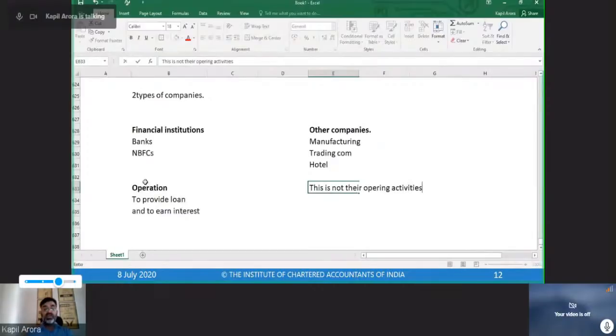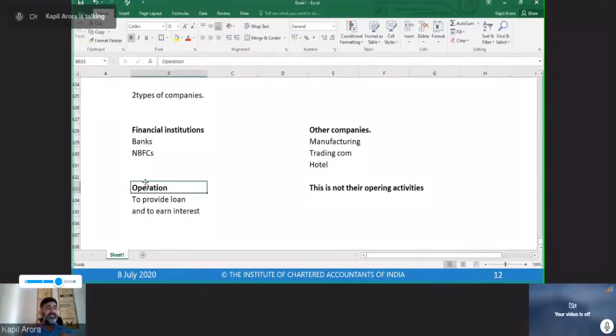activities. Their operating activity is to manufacture goods. For example, for a hotel, operating activity is to provide food in the restaurant, to provide rooms to you, to provide services to you. They are not providing loans to everybody, right? They only give loans when they have money and they have to give to their subsidiary, or to the parent company, or to some other company if they have enough fund. But they are not in the business of providing loans and earning the interest.